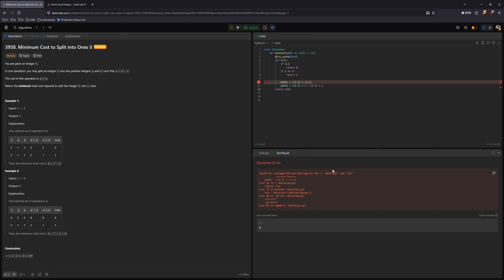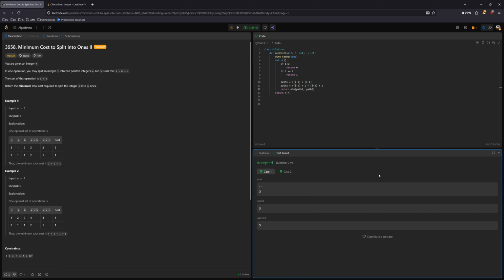Unsupported type, none type and int. The hell's none type? Where's none type coming from? Return min of path 1 and path 2. I think I figured out where the none type is coming from.